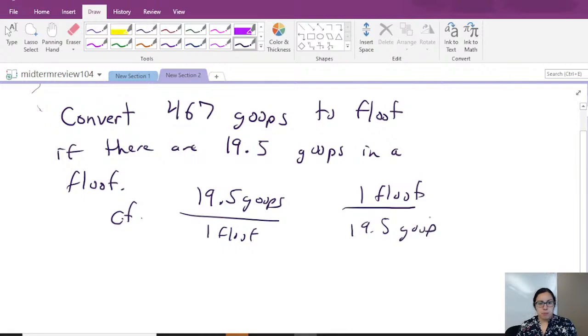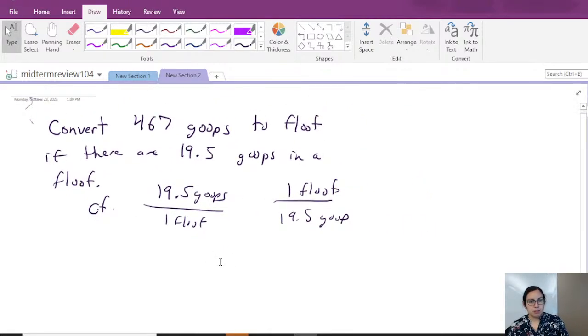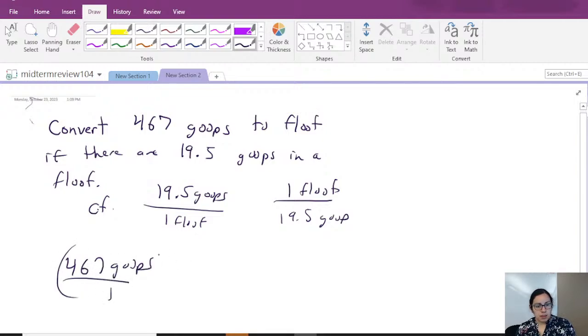And then the important part was just setting up the dimensional analysis. So 467, we have goops. And then multiplying it by our conversion factor. So if we want floof, then we need to pick this one.